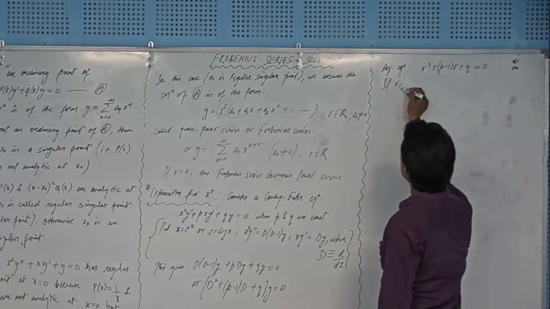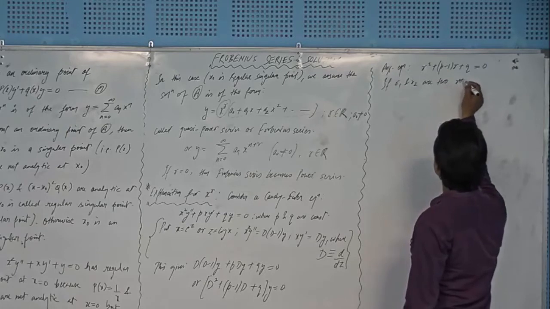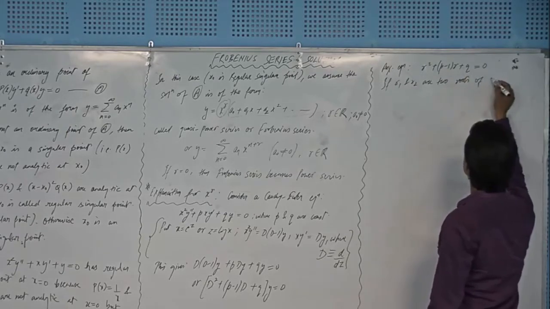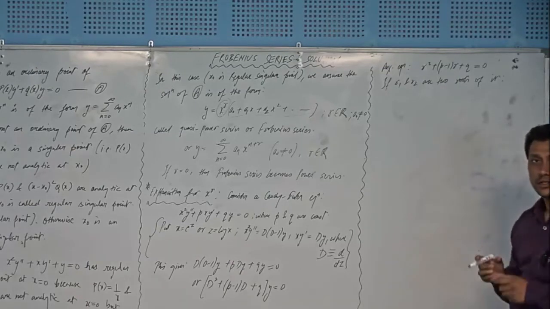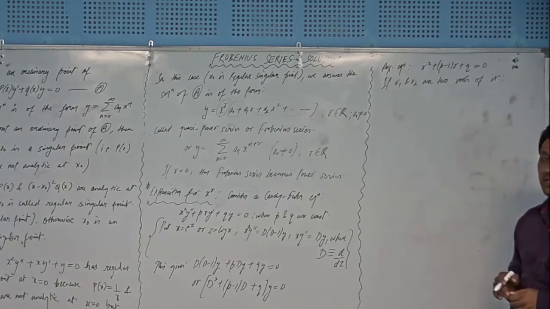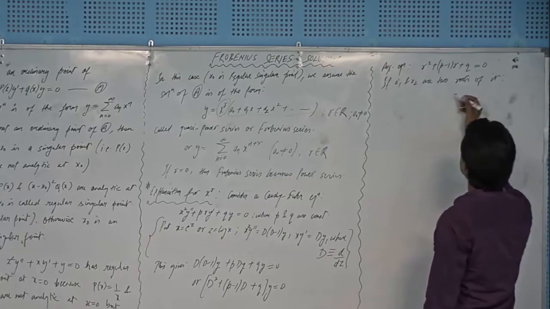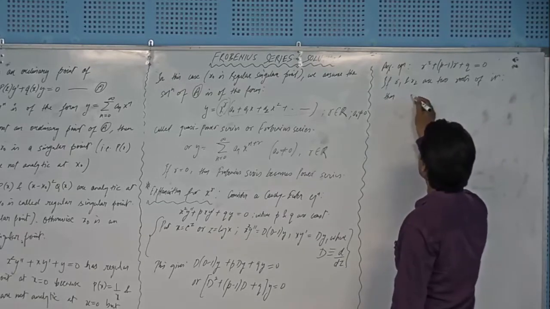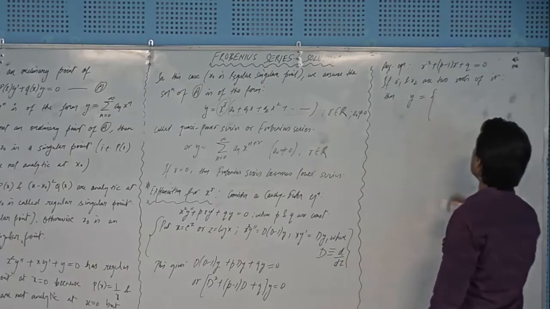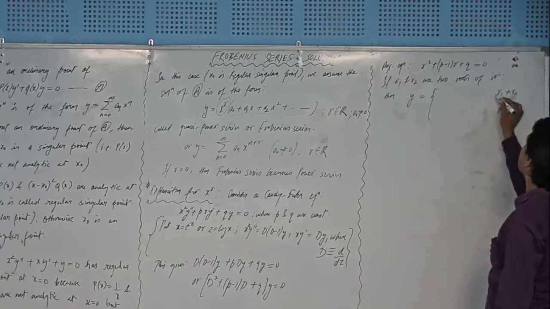If r1 and r2 are two roots of this equation, then we have two cases: when we have unequal roots and when we have equal roots. So the solution is written in two ways: when r1 is not equal to r2, and when r1 is equal to r2.